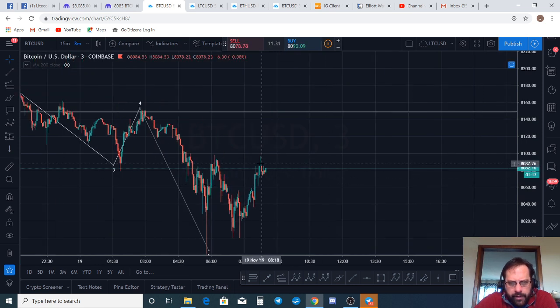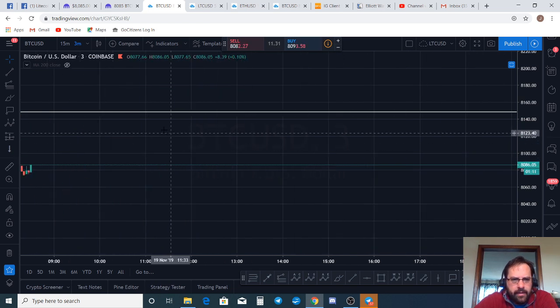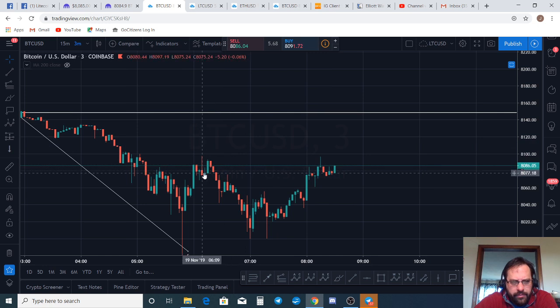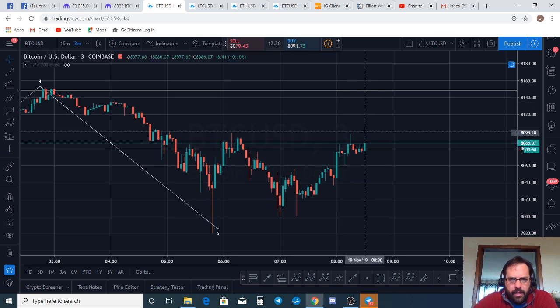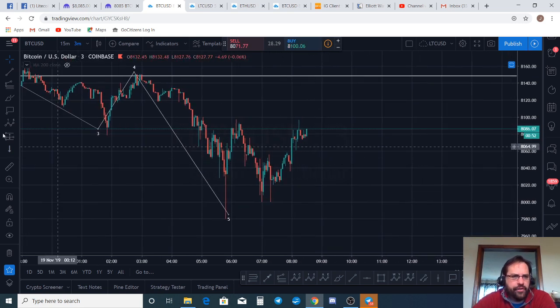Did this wave break that high? Got a high of 80.96. I got to zoom in to see this candle. A high of 80.97. 80.96. That did not break that high yet. If this comes up and breaks that high, then this whole wave is going to be part of the same feature.